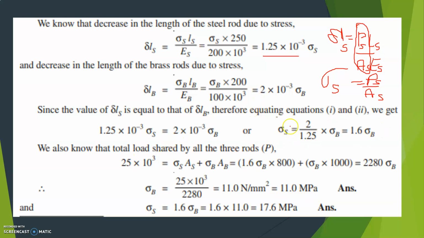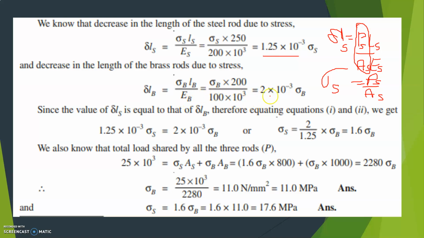Okay, next find what is the deformation in the brass rods due to the stress. Again use the same formula. Deformation is equal to PL divided by A into E. Here it is for the brass rod, so it is PB LB divided by AB into EB. P divided by A is sigma, the stress, so stress in the brass rod into LB, the length of the brass rod, divided by Young's modulus for the brass.